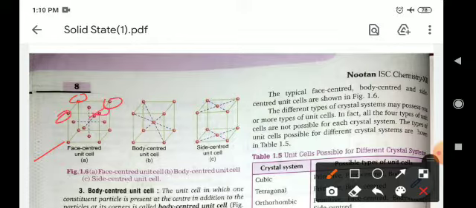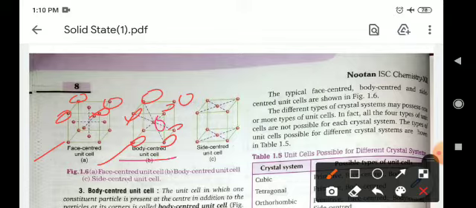You can see here the face centered unit cell, in which there are particles present at all corners. There are a total of 6 faces, and at all 6 faces there will also be one particle present at the center. So it is known as the face centered unit cell. Next, the body centered unit cell, in which constituent particles will be present at all the corners of the cube and also one particle at the center of the cube. So it is known as the body centered unit cell.